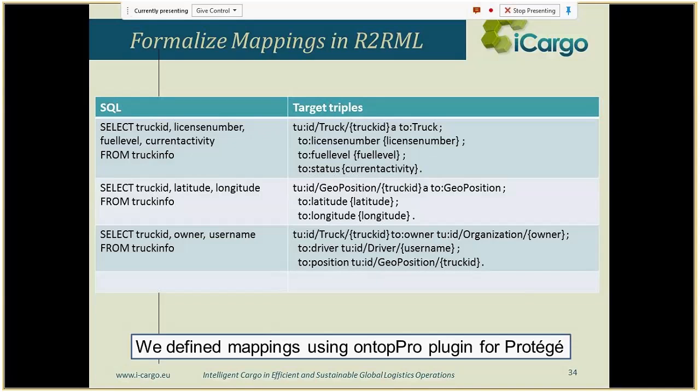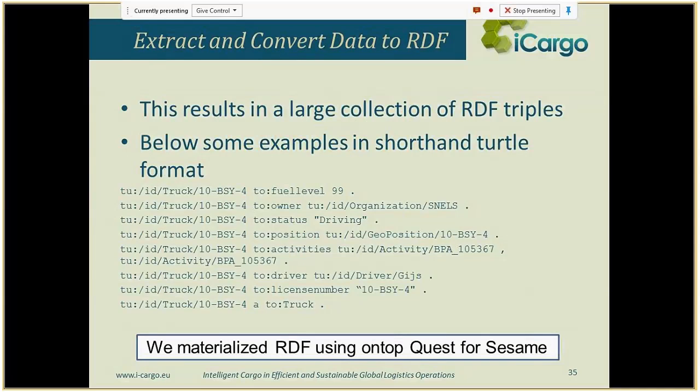Now, in this way, we can specify all the mappings, and then use this tool to extract and convert all the data from the database to RDF, the uniform data model for the semantic web. And we're using this OnTop Quest reasoner within Sesame to do that.